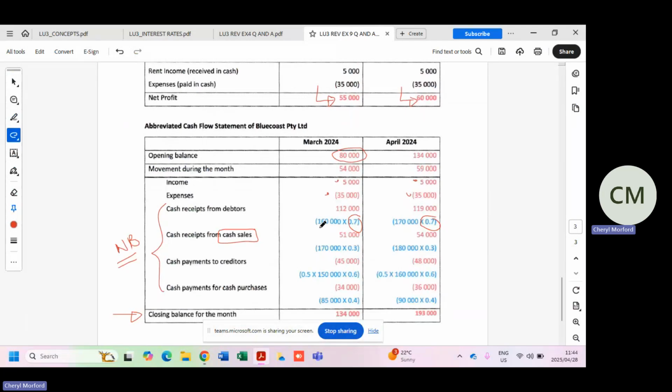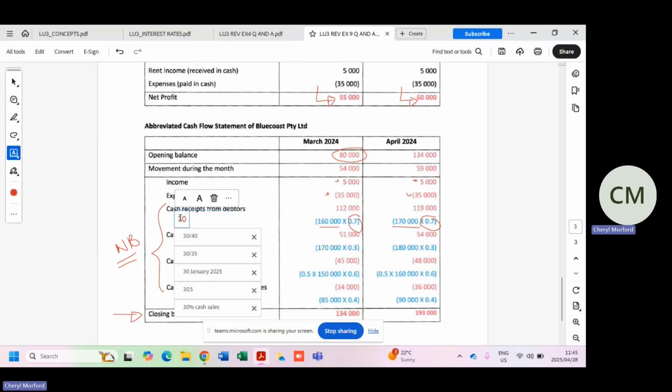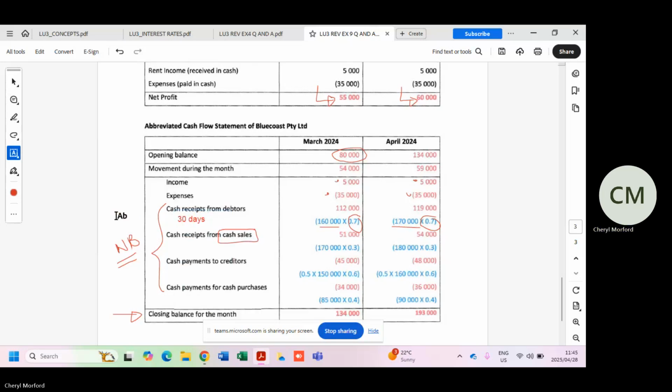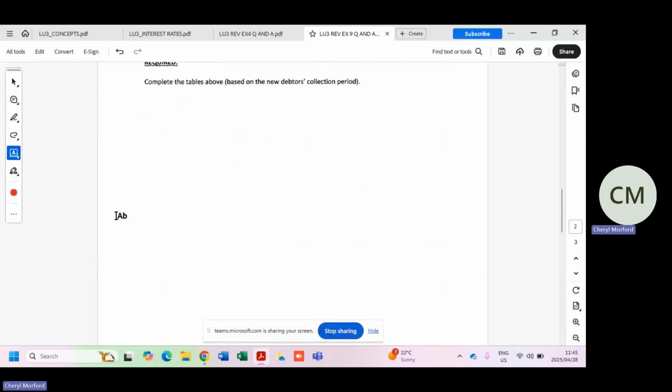But we need to have a look here. Why am I using these numbers? So remember, this calculation is based on the new debtors collection period of 30 days. Let me just type that in. So we're going to have a 30-day collection from the debtors. So we need to go back, don't we? So we're going to be collecting money in March from a sale that was made when? February. So we need to have that information.